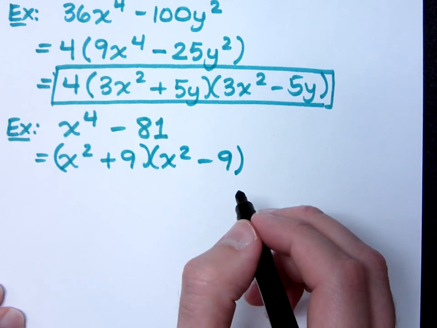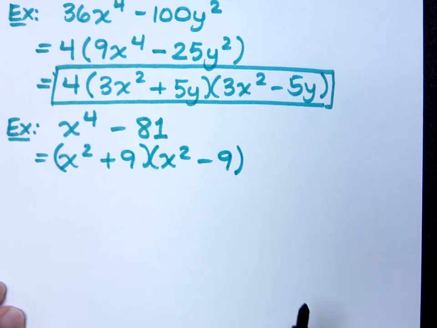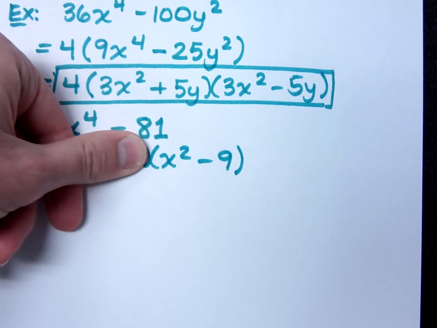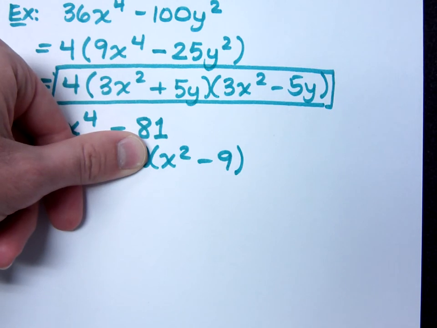Box this. I wish you hadn't boxed that, because I want you to look at this right here. X squared minus 9 can go further, can it not? X plus 3 and x minus 3, right?